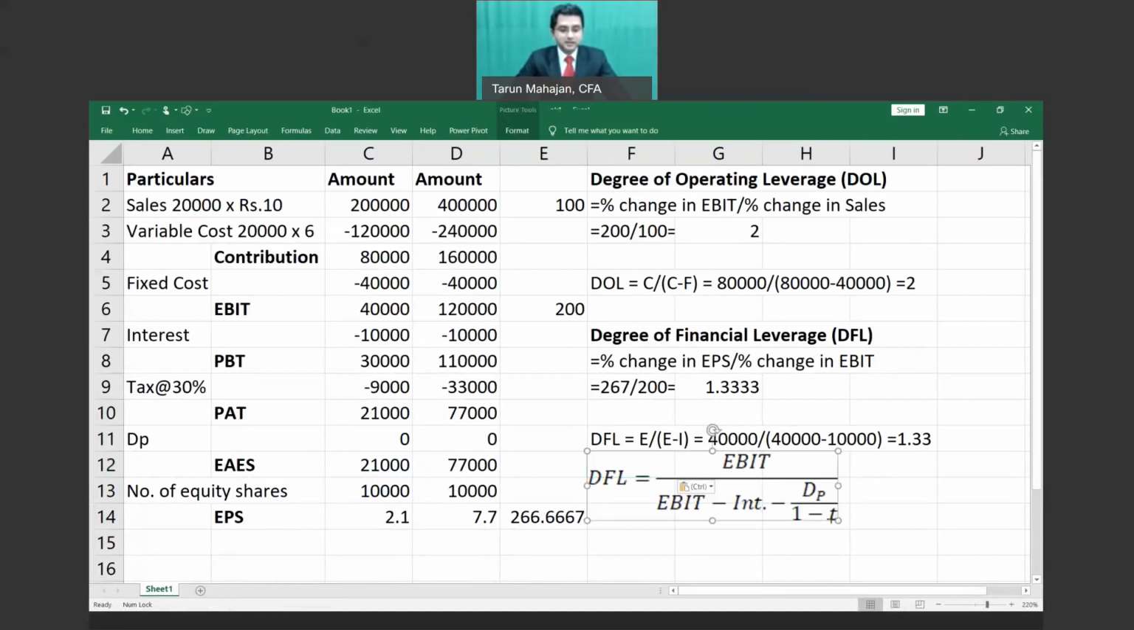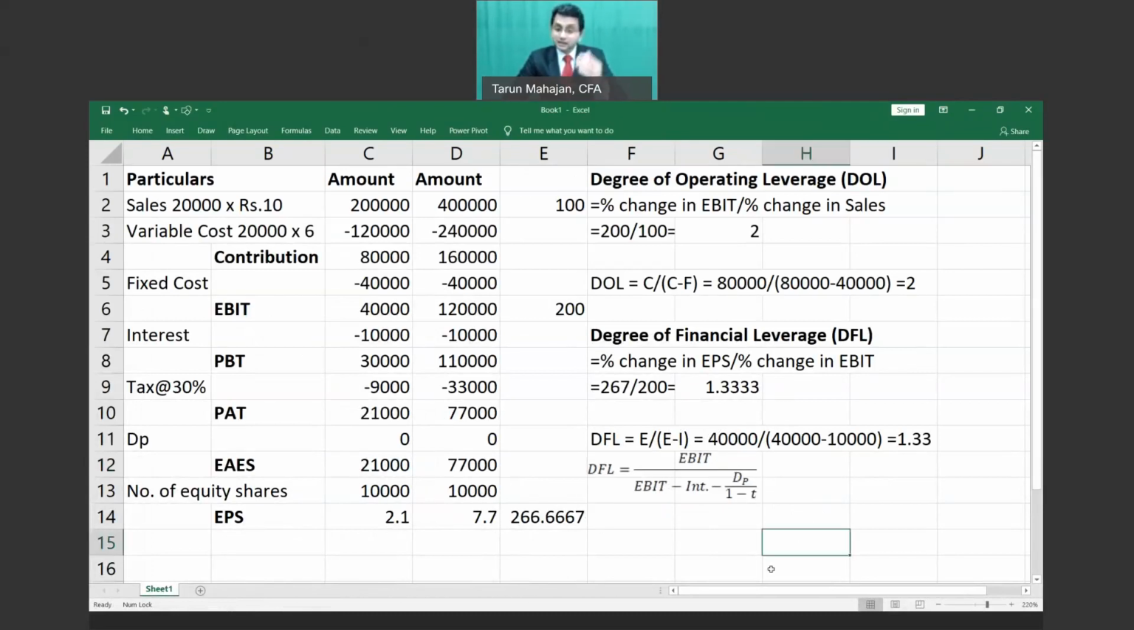Exactly like this. It's going to be EBIT divided by EBIT minus interest. Then you should also deduct dividend on preference shares, and the dividend on preference shares should be divided by 1 minus the tax rate.